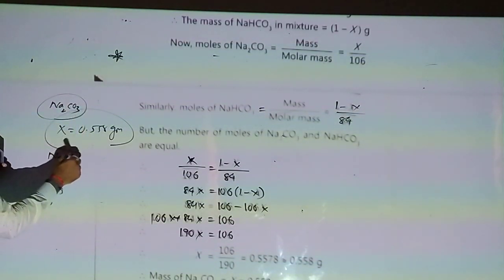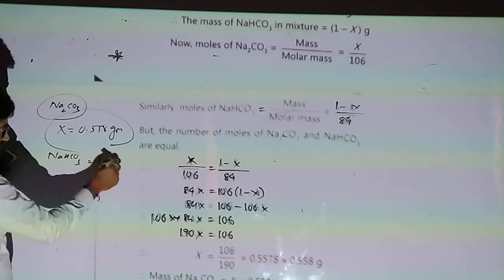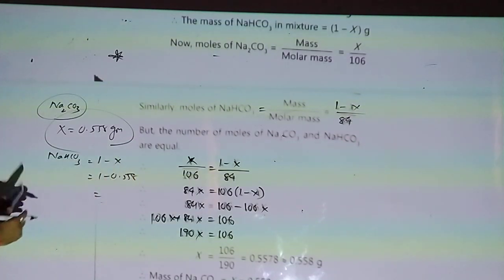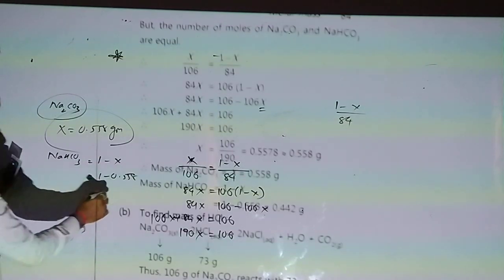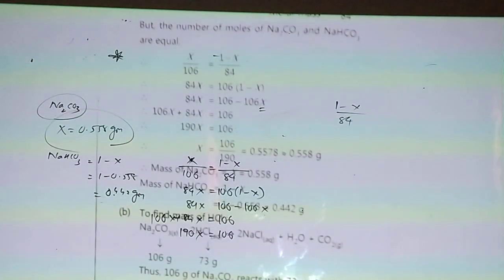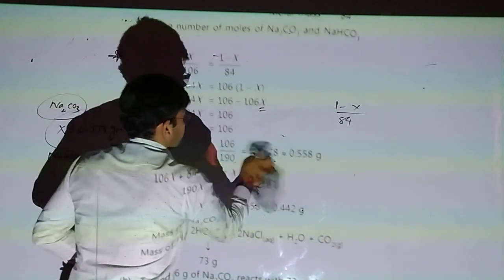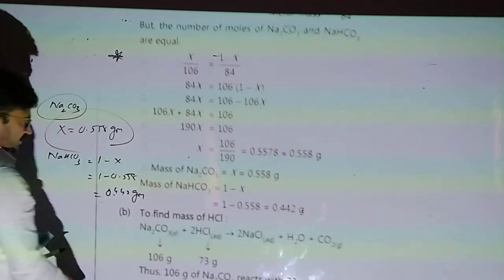Now mass of sodium bicarbonate is 1 minus x, 0.442 gram. You can see, so mass of both components is derived.